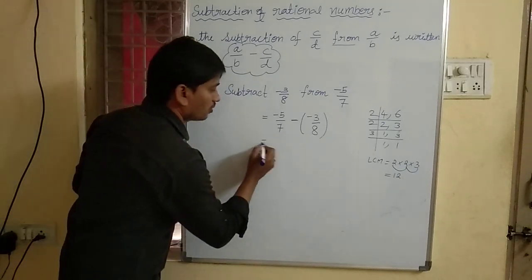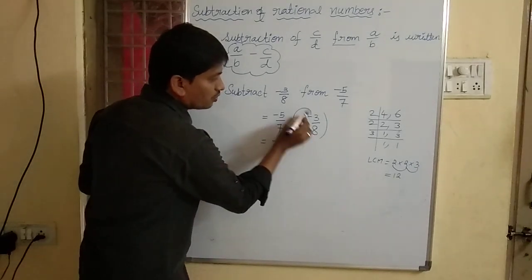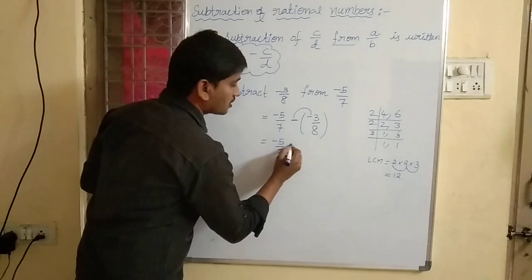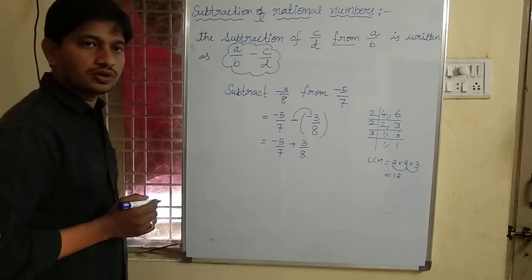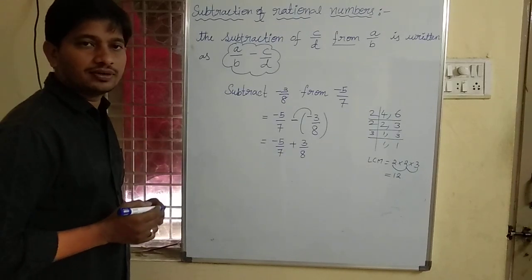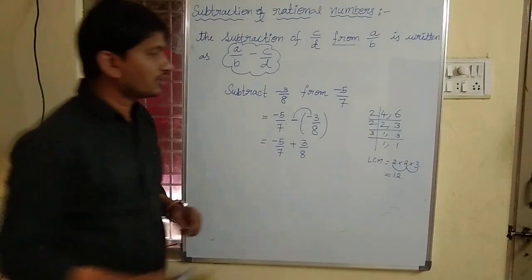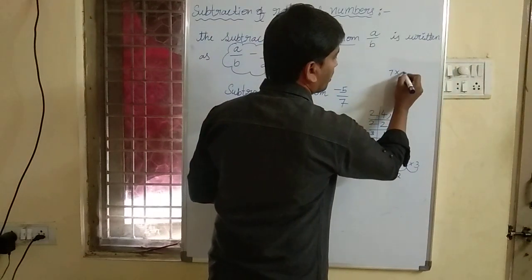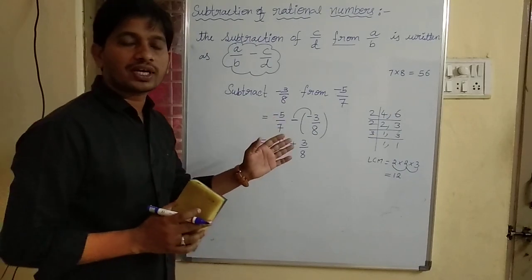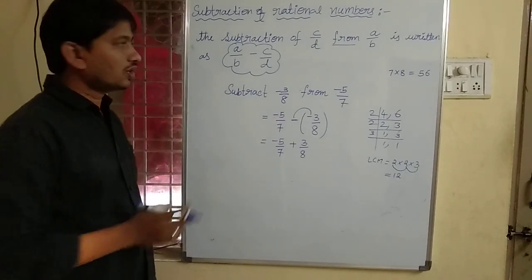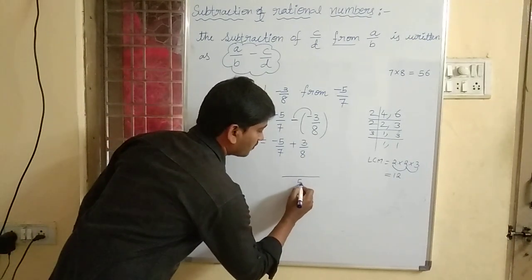Write down minus 5 by 7. This minus into minus, that is plus 3 by 8. Okay, now as the denominators are different, 7 and 8, what is the LCM of 7 and 8? LCM of 7 and 8 is 7 into 8, 7 8s are 56, because they don't have any common factor other than 1. So LCM of 7 and 8 is 56.